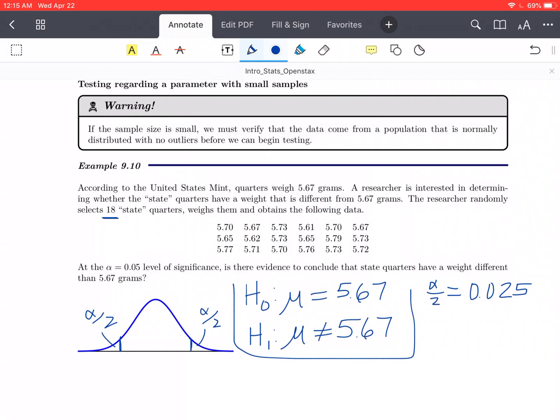Now, before we've been using the z-scores, but in this case we are going to need to do a t-test, use the t-score for this, because we don't have a population standard deviation. We're going to get the standard deviation from here, and that's going to allow us to work with this data. So we need the degrees of freedom. Remember, degrees of freedom is just the number of data points minus 1. So that's going to be 18 minus 1, which is 17.